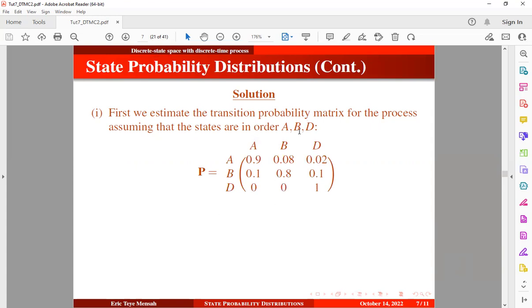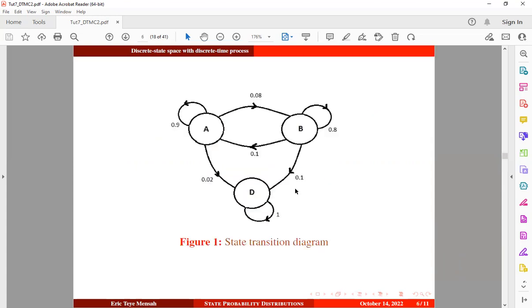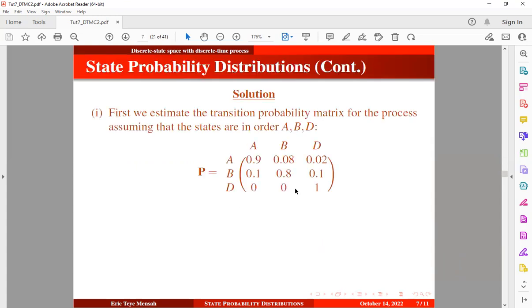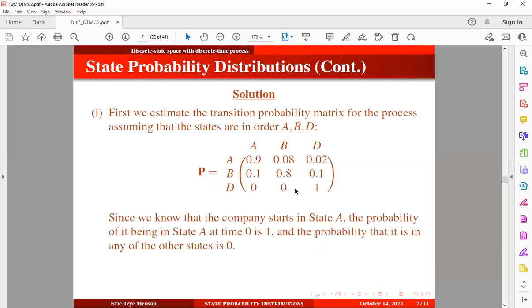We have our future state and we have our current state, and we obtain this from this diagram, okay? All right. So first we want to find the probability that a company that starts out in grade A at time 0 is in grade A at time 3.